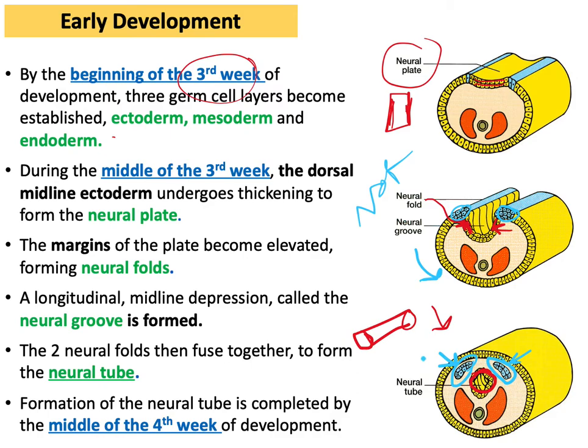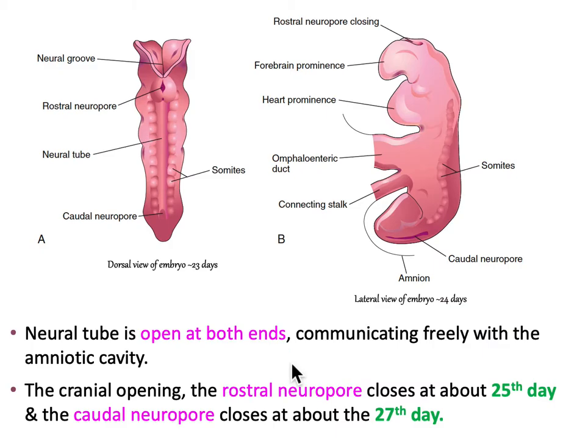The development of the neural tube starts at the middle of the third week, and it ends in the middle of the fourth week, which is easy to remember. So the formation of the neural tube is completed by the middle of the fourth week. Anything related to the neural tube, you have to memorize like your name, which is very important.